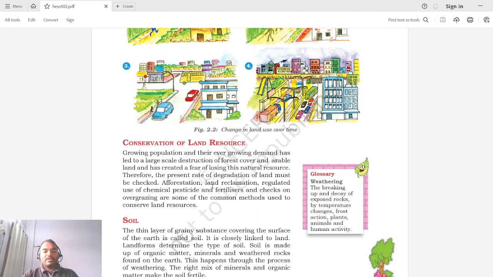Afforestation, land reclamation, regulated use of chemical pesticides and fertilizers, and check on overgrazing are some of the common methods used to conserve land resources. So how can we conserve the land resource? By afforestation. Afforestation is against deforestation. In deforestation we cut plants, so in afforestation we plant more and more trees. Land reclamation means the land which was initially not under any activity can now be brought under agricultural activity or used for planting new trees, and that is known as land reclamation.